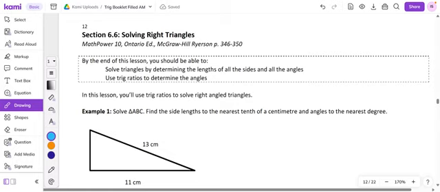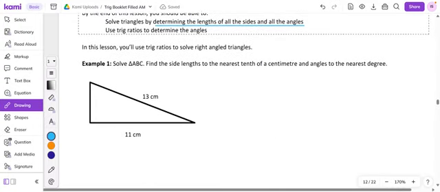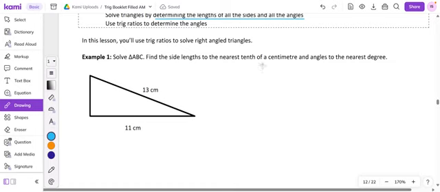So in section 6.6, the only difference is that now you're going to have to find all the missing pieces like you did in the warm-up. And I'm not going to tell you whether you do sine, cos, or tangent like you did in the warm-up. So when you are asked to solve a triangle, it means determine the lengths and angles of all missing sides and angles. So let's try one out.